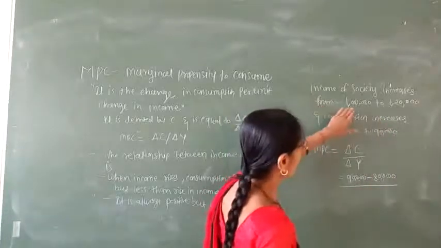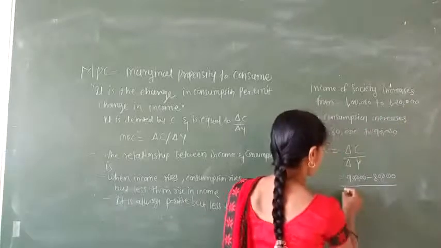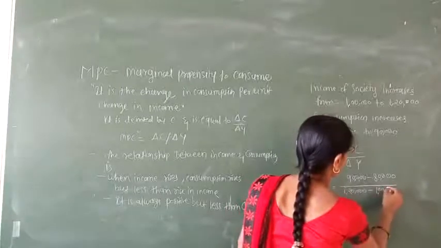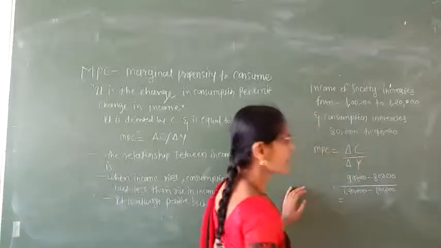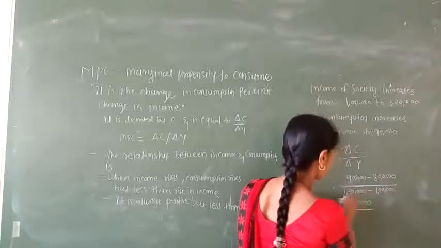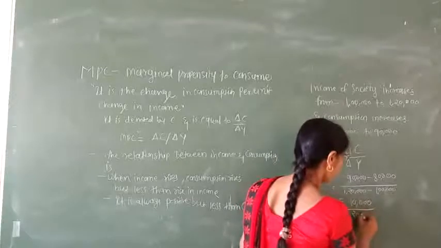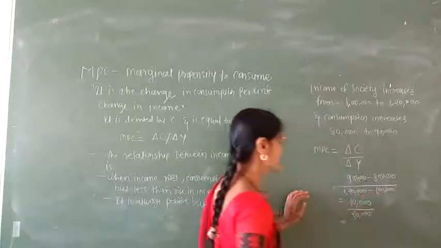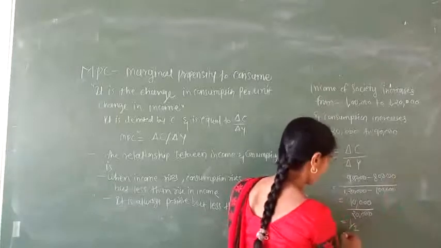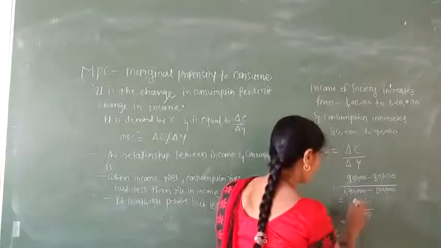the change in income. First, the income of the consumer is 1 lakh, right? It increases to 1,20,000. So 1,20,000 minus 1 lakh. So here 90,000 minus 80,000 is equal to 10,000, divided by 1,20,000 minus 1 lakh, which is equal to 20,000. So 10,000 divided by 20,000 is equal to 0.5. Here the marginal propensity to consume is 0.5.